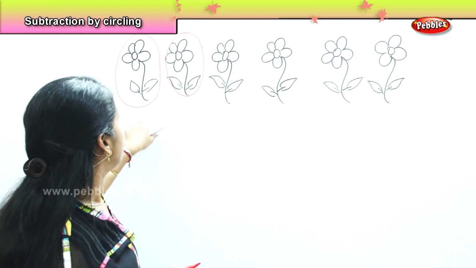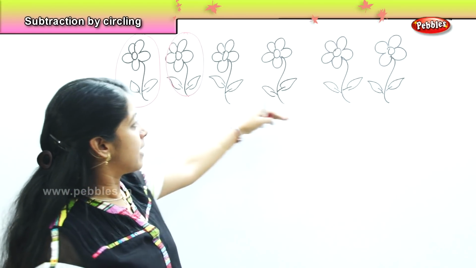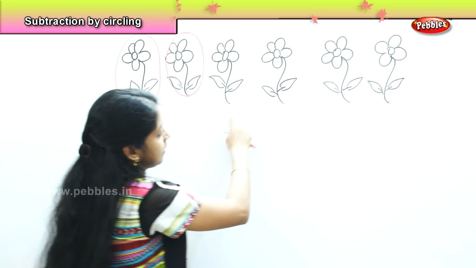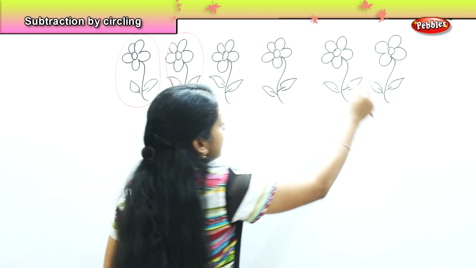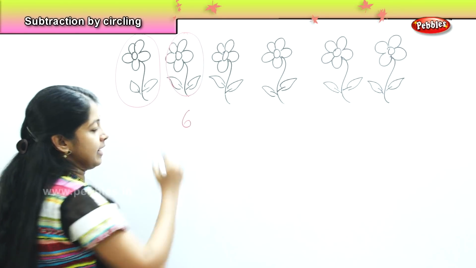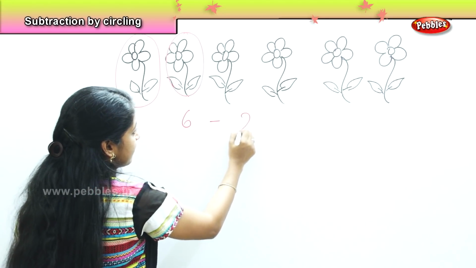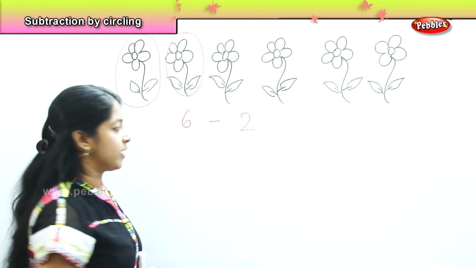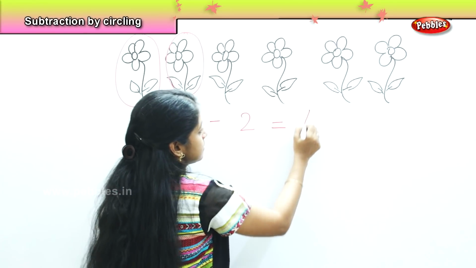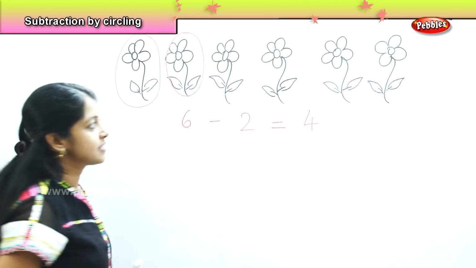So what did I do? I circled the 2 flowers. So now what is the balance flowers which I have with me? Just count and tell me. It's 1, 2, 3 and 4. So earlier how many flowers I had? I had 6 flowers in which 2 flowers got spoiled. So what is the balance flowers left with me? It is 4. Okay. Is it interesting, children?